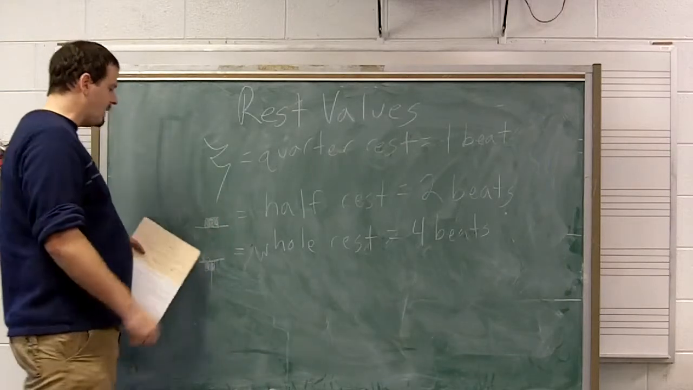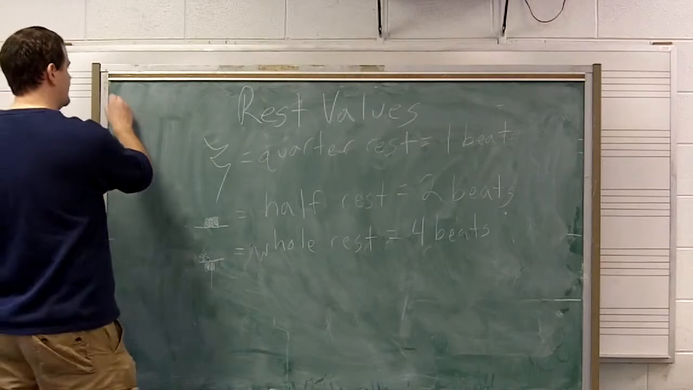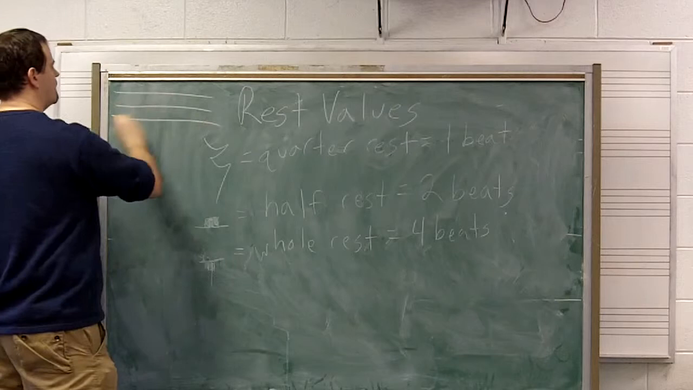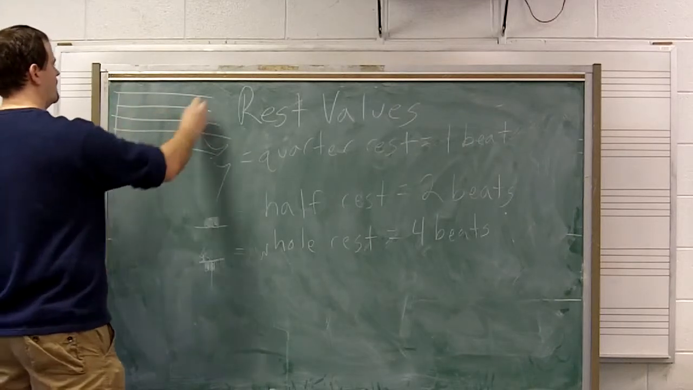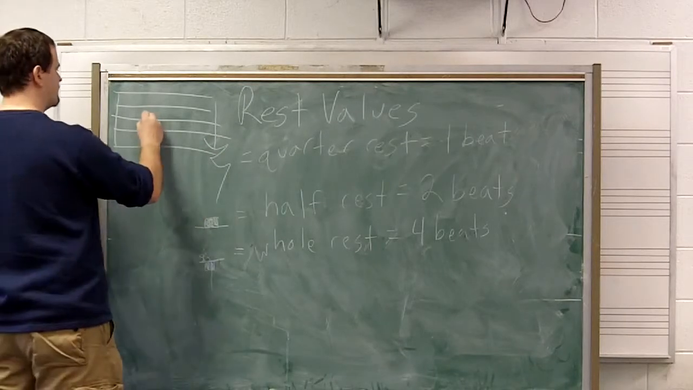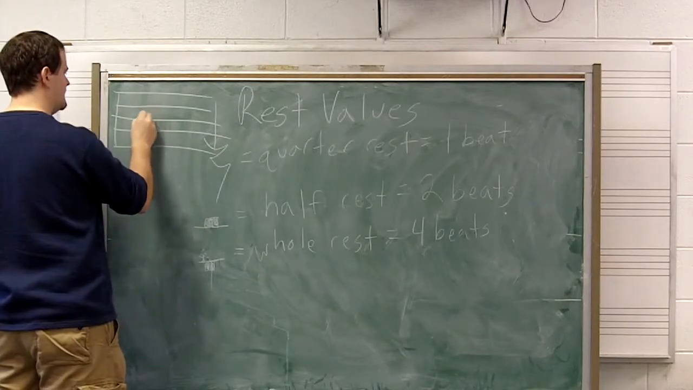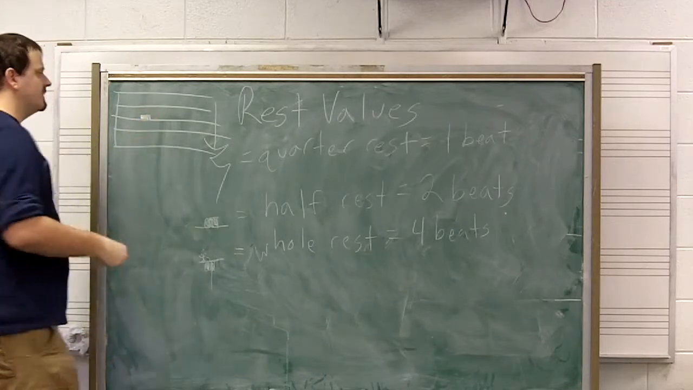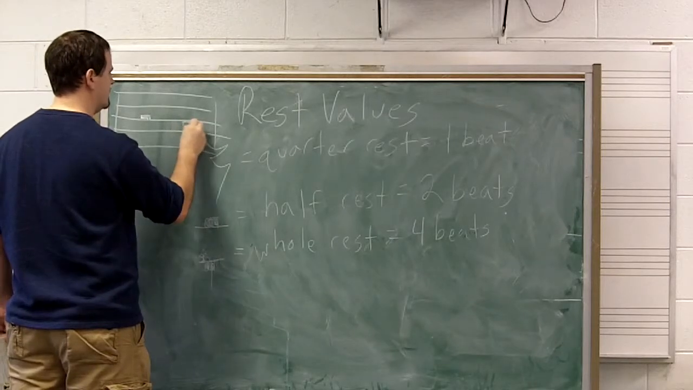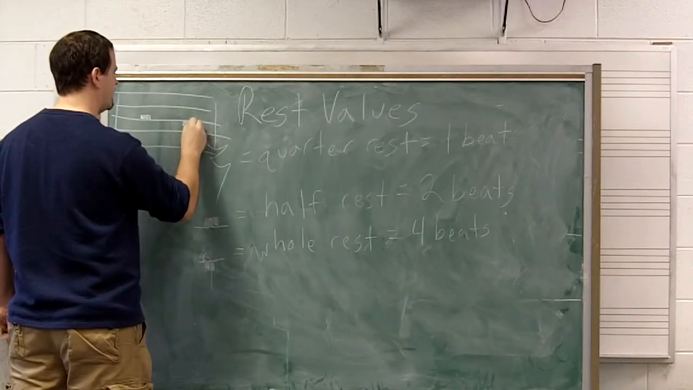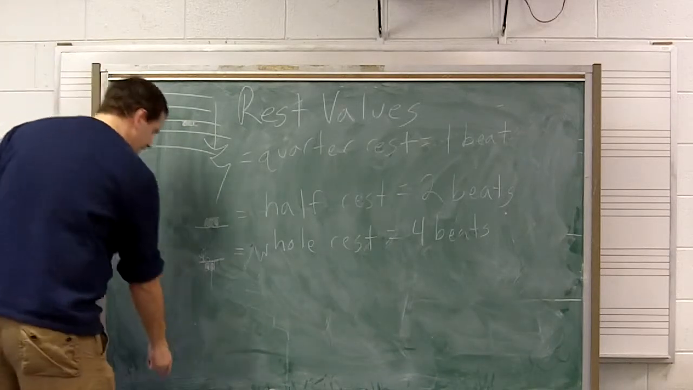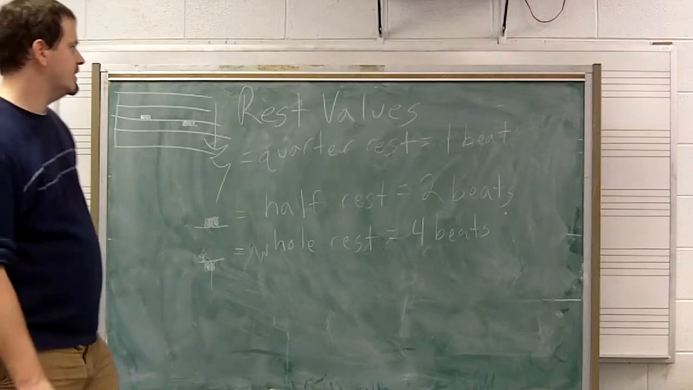4 beats. Now the way that this actually looks on a staff, if I draw my staff over here, they usually use the middle line. If I put a rest right here and it's above the line, that's a half rest. And if I put it down here below the line, that's a whole rest. That's essentially it. I think if you can remember that, you're in good shape.